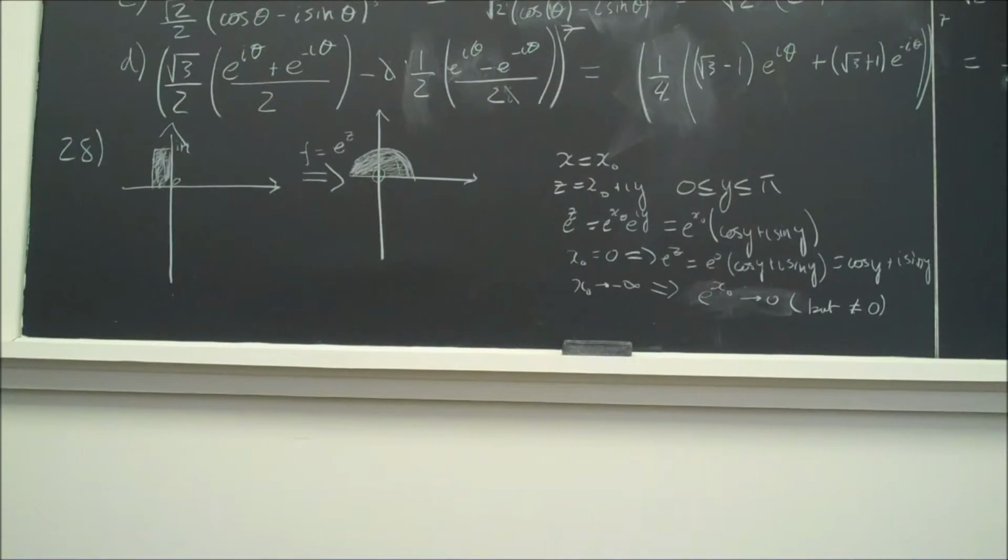When x is approaching negative infinity, you get e to the power x sub 0 approaching 0, but it doesn't touch 0, so you have the whole range of x 0. But it fills in the semicircle.